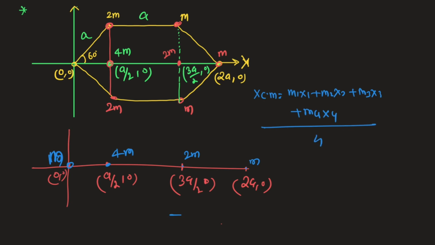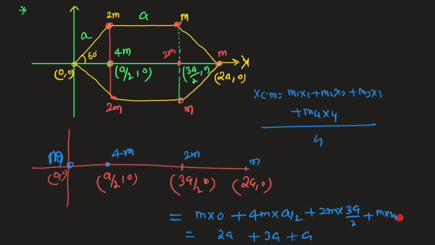So if I calculate using that formula, the value of m1 is m, x1 is 0, m2 is 4m, and that is a by 2, m3 is 2m, that is 3a by 2, and m4 is m, that is 2a. So if I solve this one, I'll get from this 2a, plus here 3a, plus here a, and of course I divide by m. After dividing by m, m gets cancelled. So finally what answer will we get? The answer will be equal to 6a.